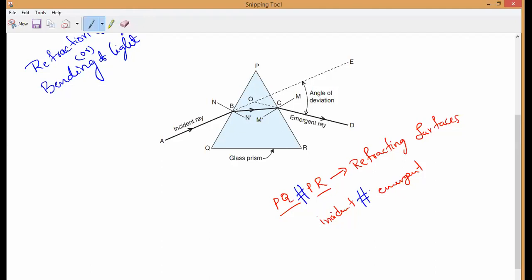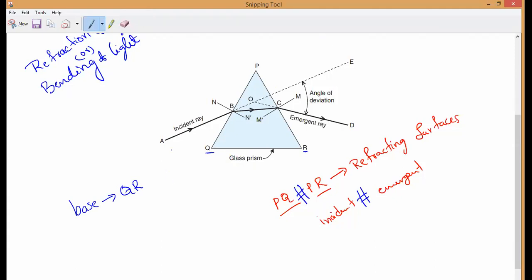Okay, so now in this picture, if you observe, the glass prism PQR has been kept on a base. What is the base? This is QR. What is the base, Harini? Base is equal to QR. You understand? The base of the prism is QR.